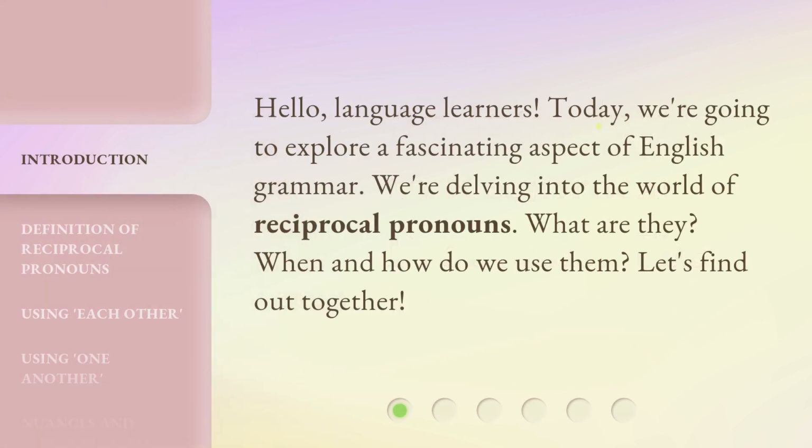Hello, language learners. Today, we're going to explore a fascinating aspect of English grammar. We're delving into the world of reciprocal pronouns. What are they? When and how do we use them? Let's find out together.